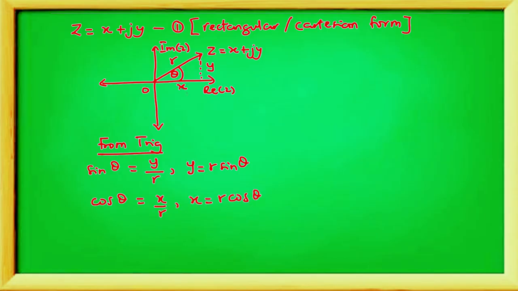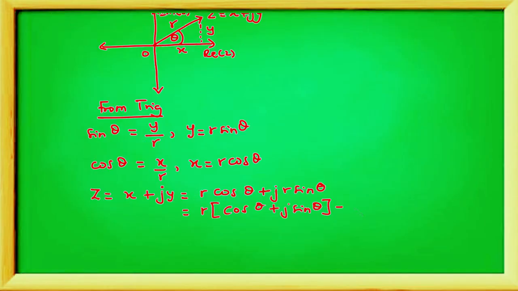Now, from equation 1, we know that z is equal to x plus jy. Now, we are going to substitute the values of x and y in here. So this becomes r cos theta plus j r sine theta. At this point, r is common to both terms, so we can factor out r so that inside of the brackets, we have cos theta plus j sine theta. Now, this is called the polar representation of the complex number, and this can be reduced as r cis theta.